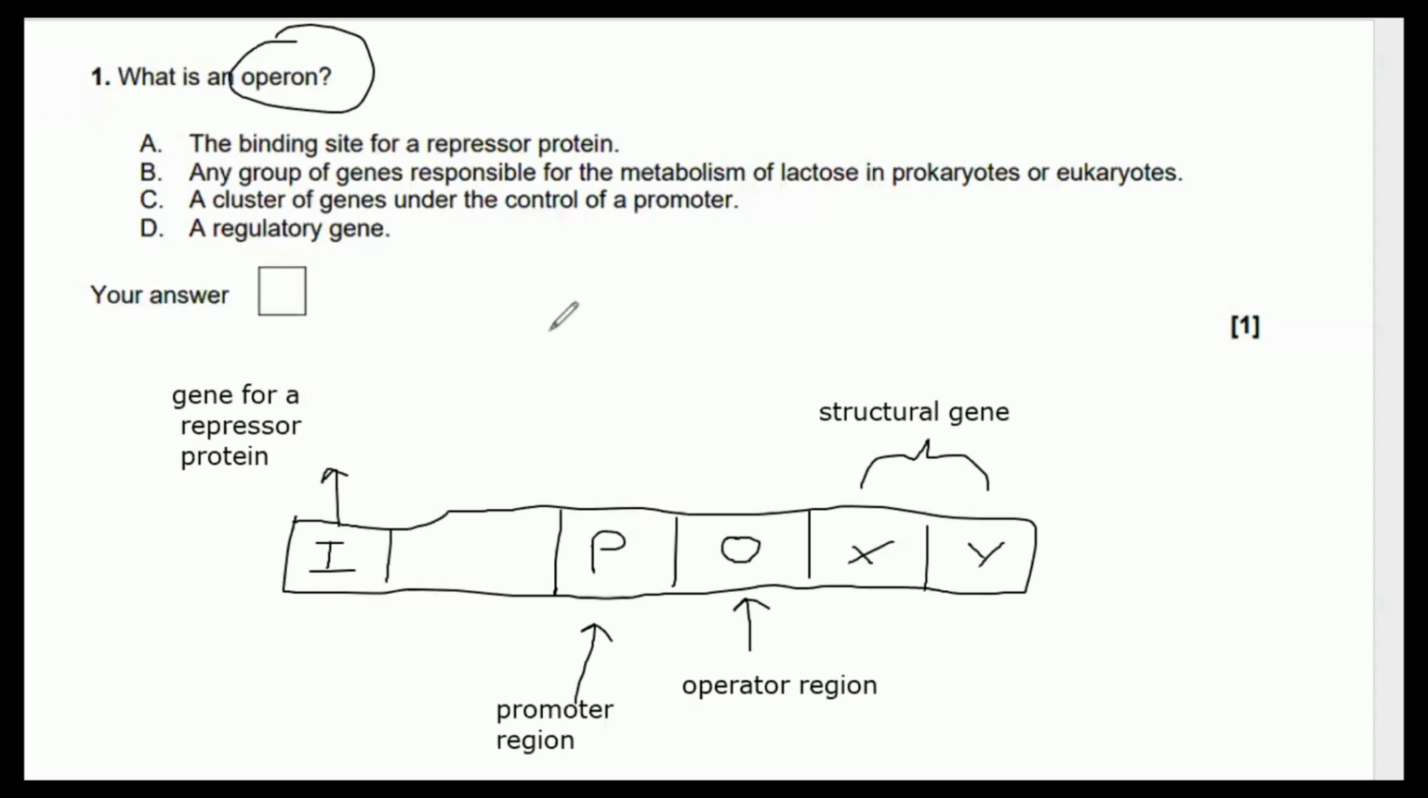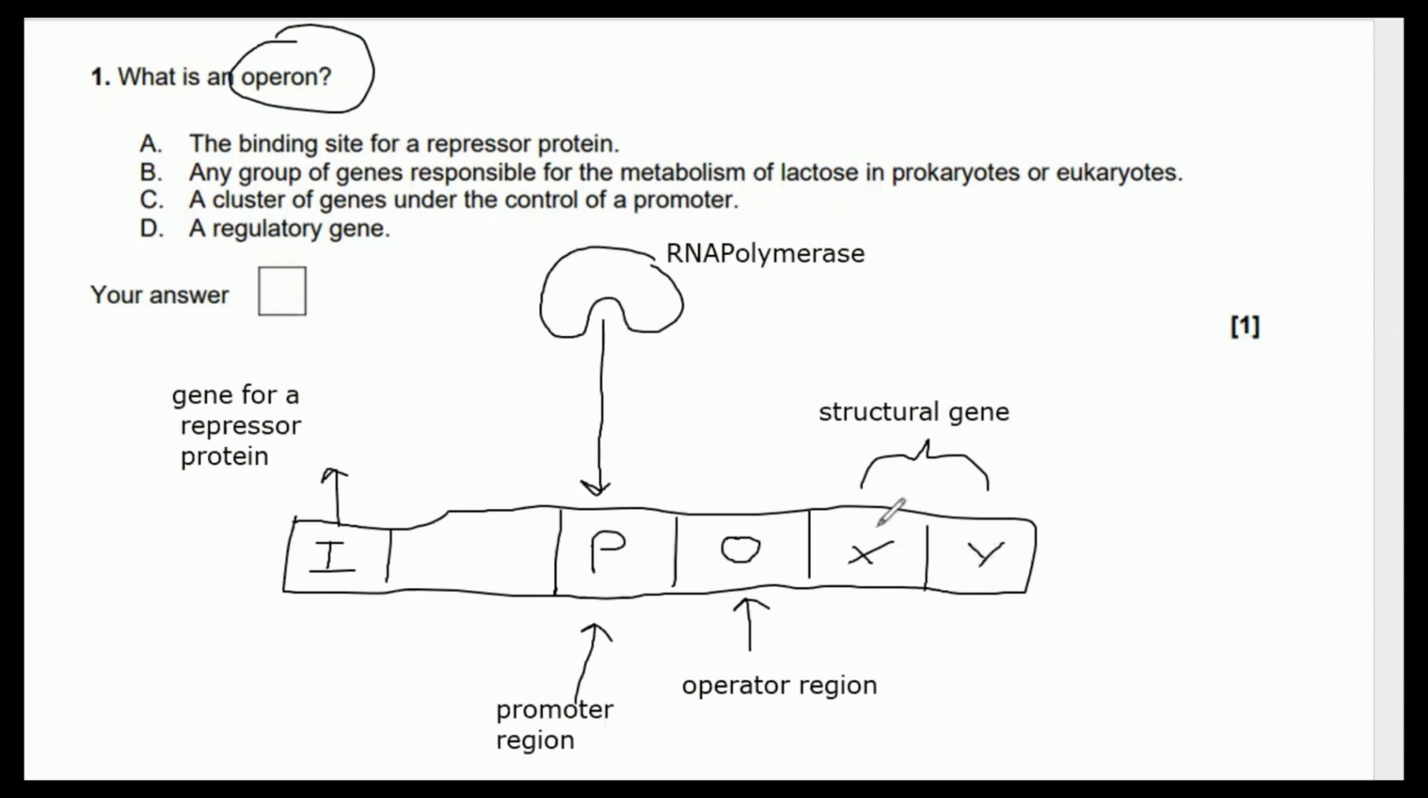We have something called RNA polymerase, and you probably remember that RNA polymerase is the enzyme needed for us to transcribe the DNA and make some mRNA. And so here's our RNA polymerase. And RNA polymerase attaches to the promoter region. This is its binding site. However, this means that the RNA polymerase is going to read this X and Y structural gene.